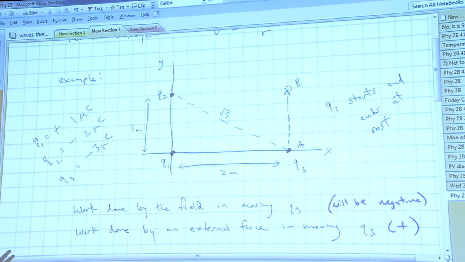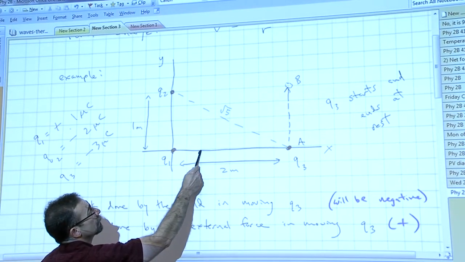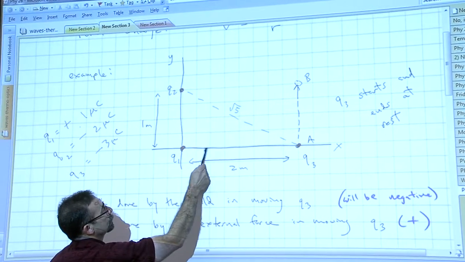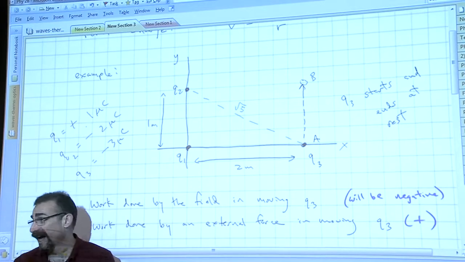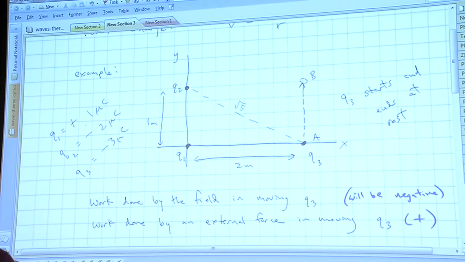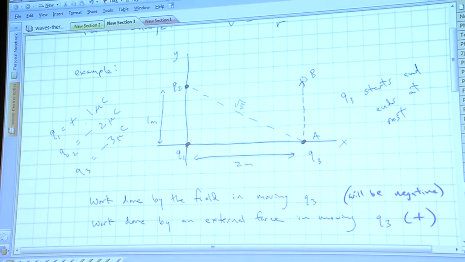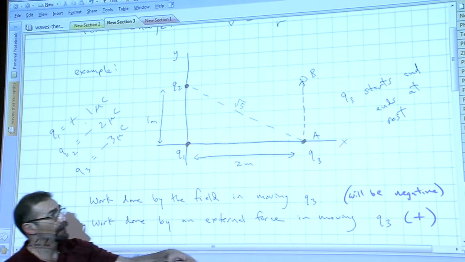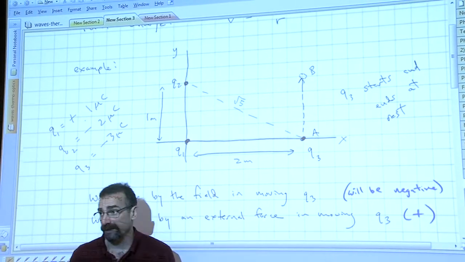But there are positions, if we started maybe over here, we're much closer to Q1 than we are to Q2, so the potential would probably be positive at that location. Right? There are positions that have positive potential. We just happen to pick two that both have negative potential. But that doesn't matter, because what we really care about is the change in potential as we go from one place to another.